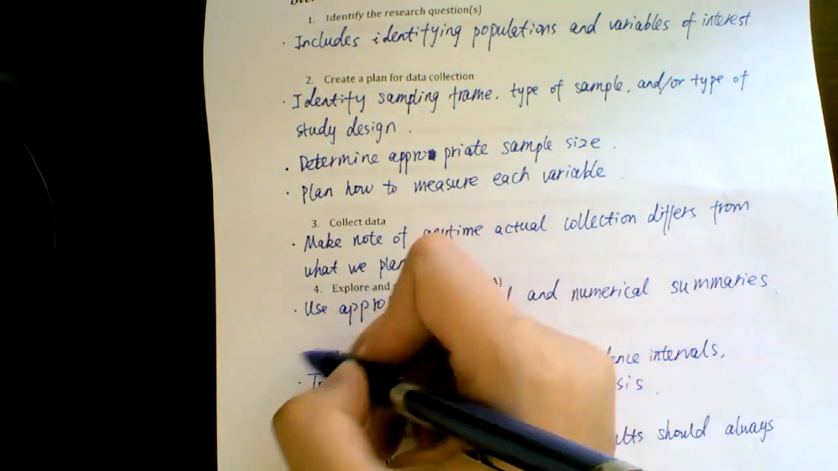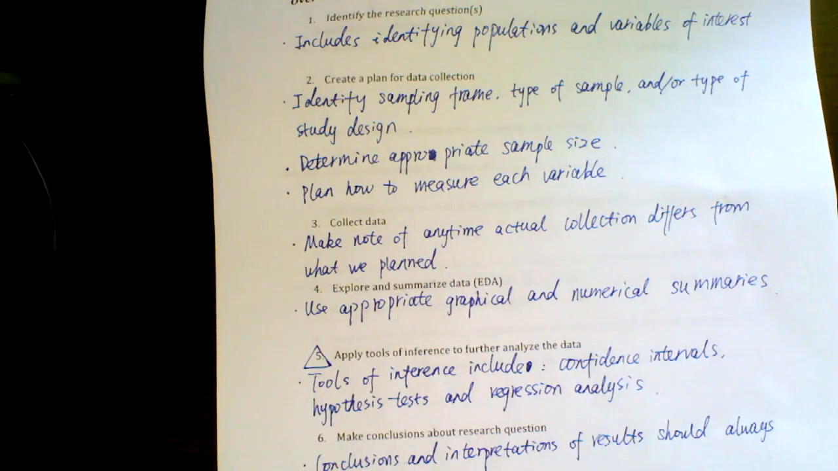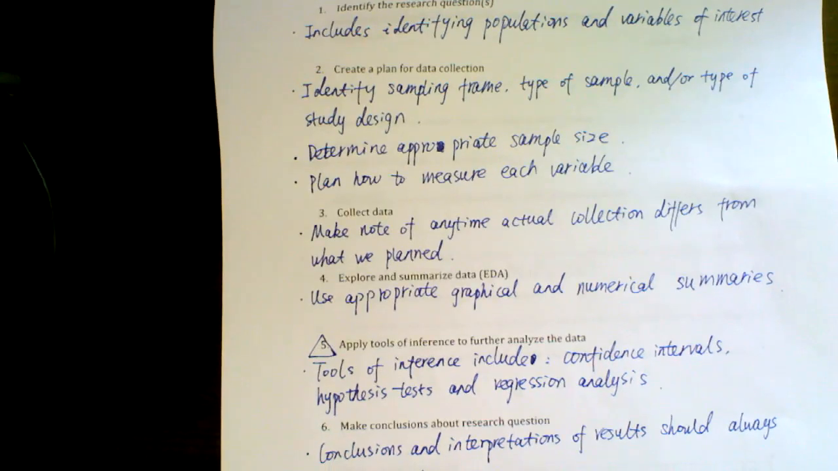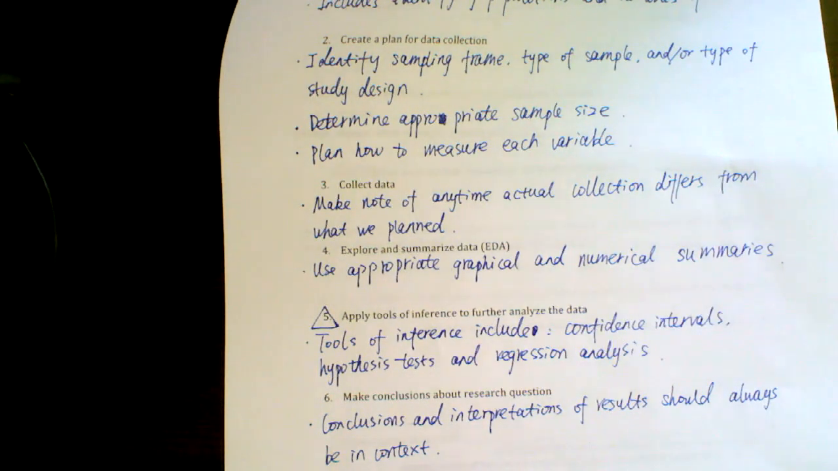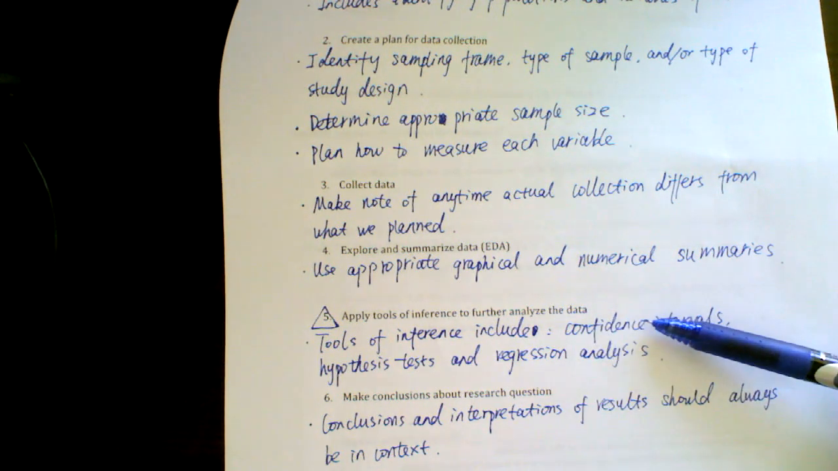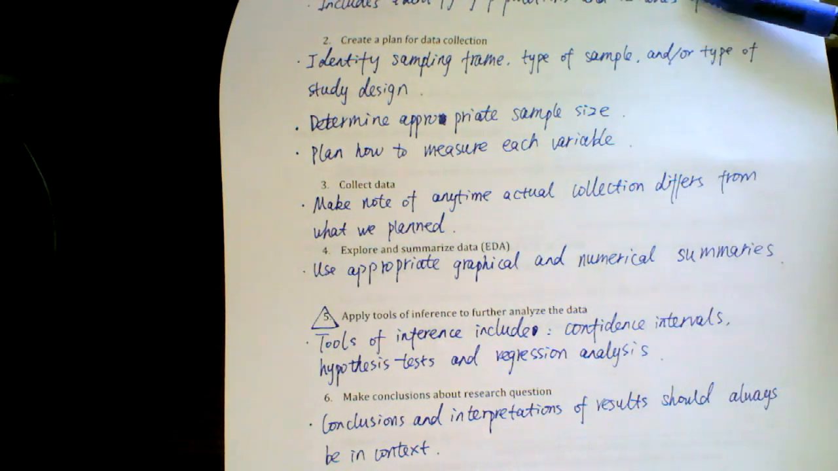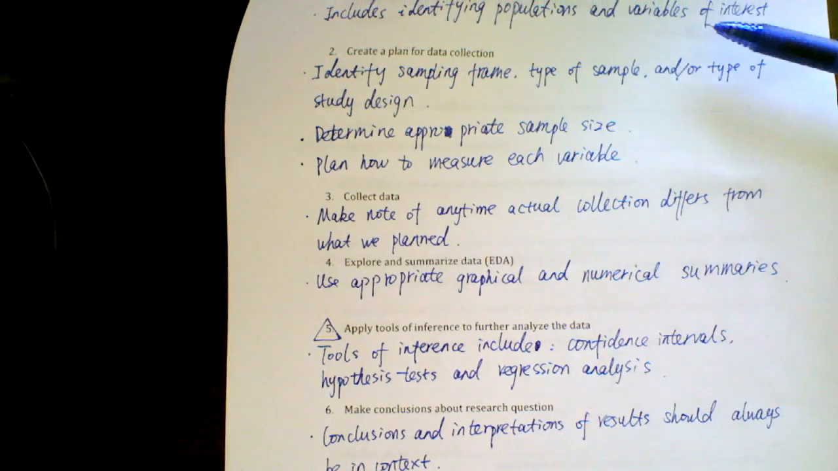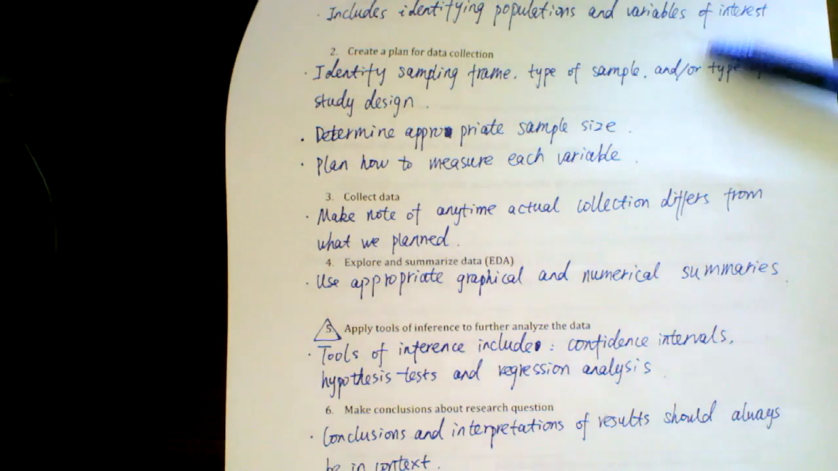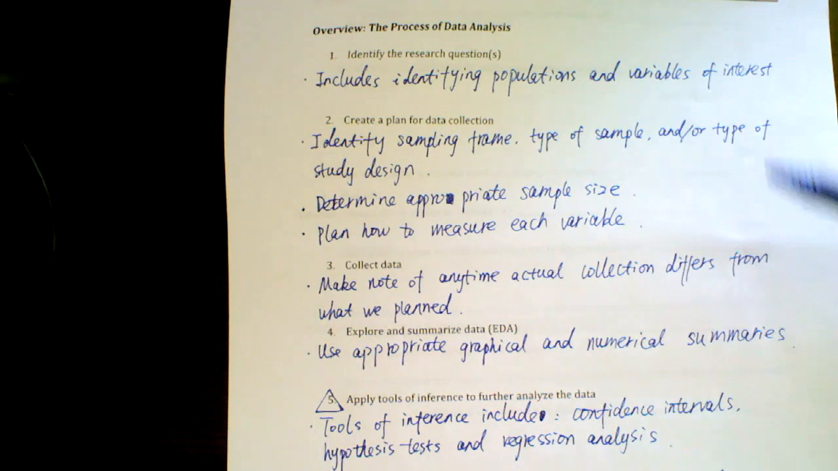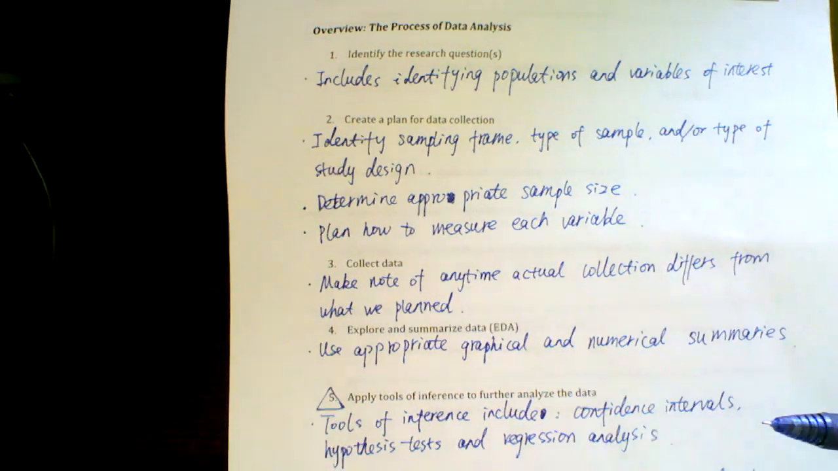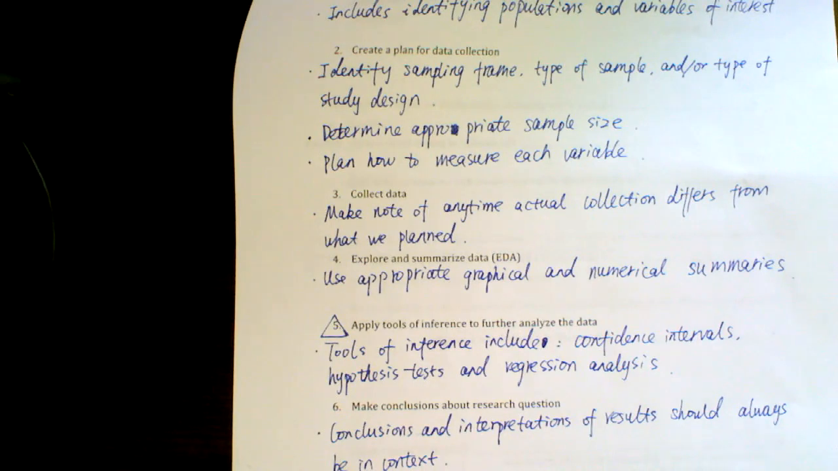The focus of this semester is this step 5, the tools of inference to analyze the data. And while we are talking about step 5, we will talk about step 6, about how to interpret and make conclusions about the result we got from all those inference tools. So this is a brief introduction about what we are going to see throughout this semester. So again, don't worry if you don't understand some of those terminologies. We will talk in more details later on.